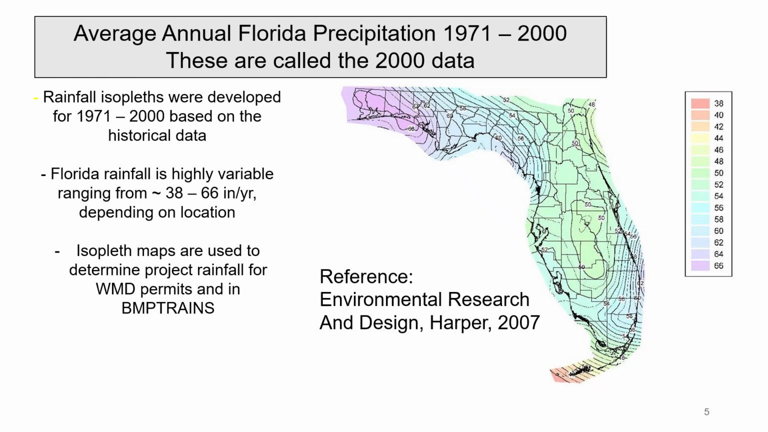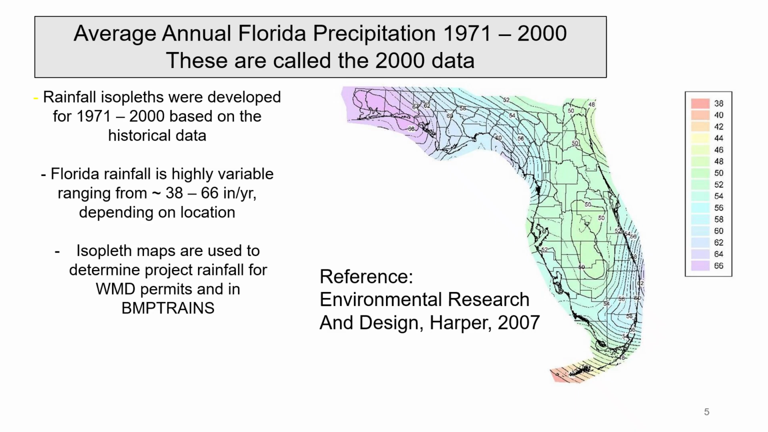We're looking at the average annual rainfall for Florida, specifically data developed for the period between 1971 and 2000, based on historical records. These are represented by what we call rainfall isopleths, which are lines connecting points of equal rainfall depth. These maps are incredibly important as they're used to determine the project rainfall for water management district permits, and are also integrated into tools like BMPFast for best management practice assessments.